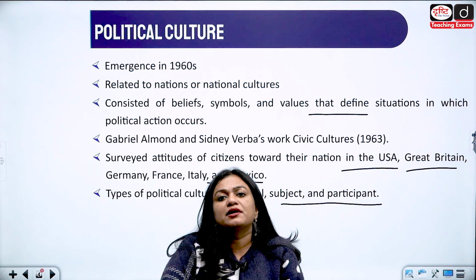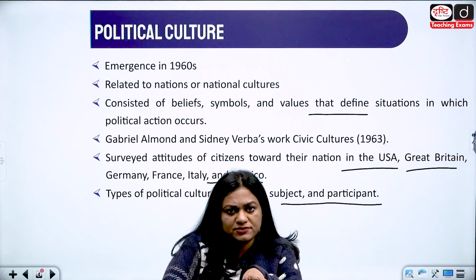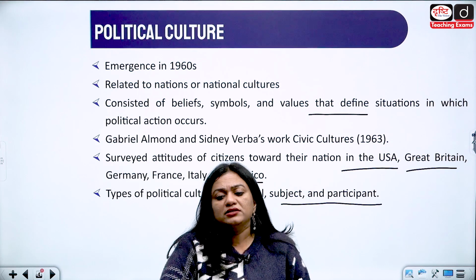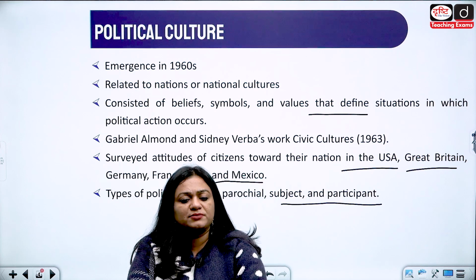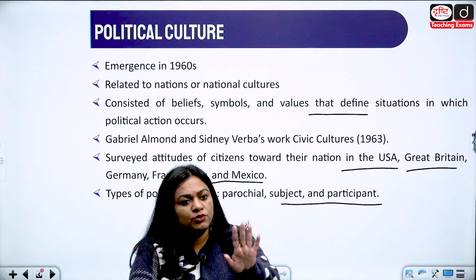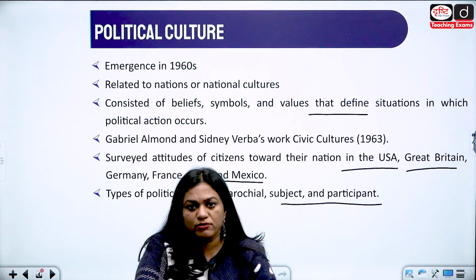And second is the subject culture. This is a mixed way. Here citizens are informed about government programs, taxes and other laws, but they do not play a very active role. They know things, but they don't try to influence.